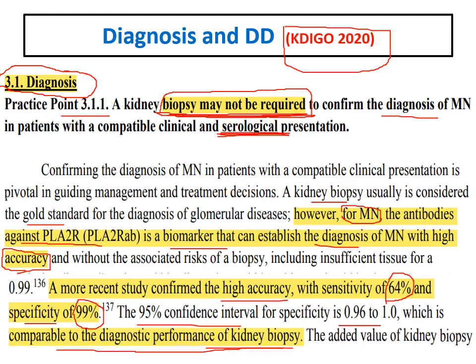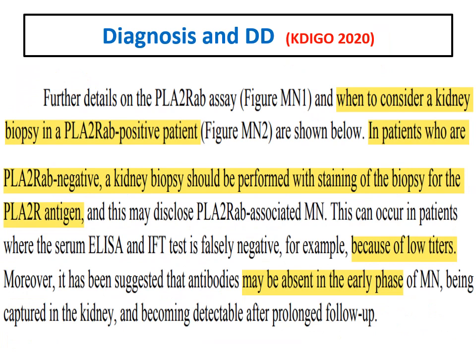This is the clue, meaning that the specificity of antiphospholipase A2 receptor is comparable to that of the kidney biopsy. So we don't need a biopsy in a patient with positive antiphospholipase A2 receptor. Very important. We will discuss the assay for antibodies against the phospholipase A2 receptor, and then we will discuss now when to consider a biopsy in a phospholipase A2 receptor positive patient.